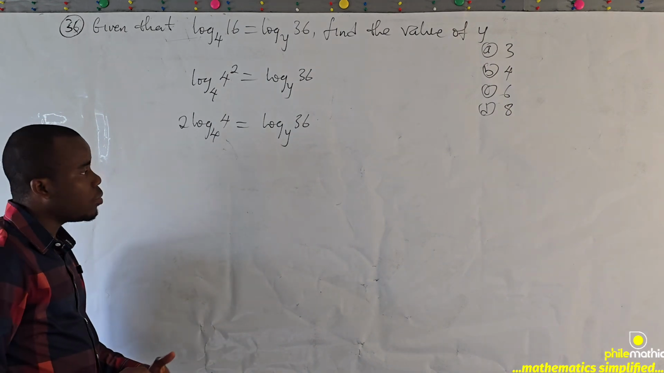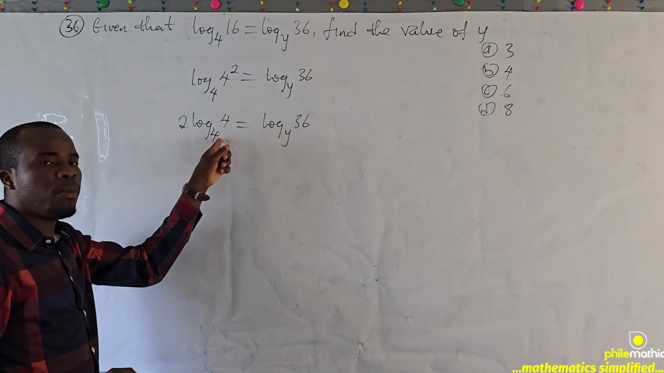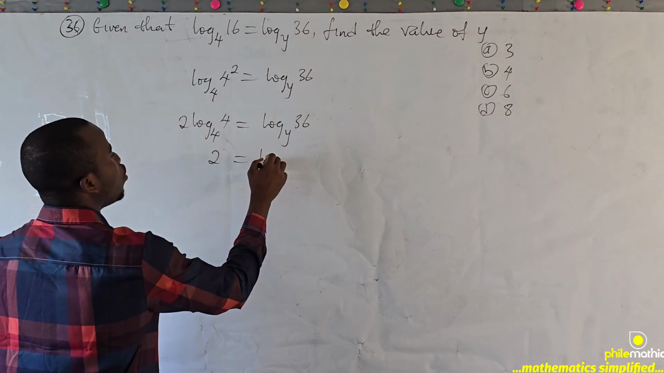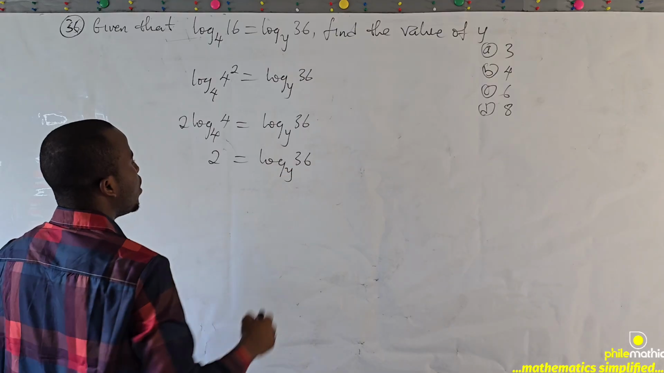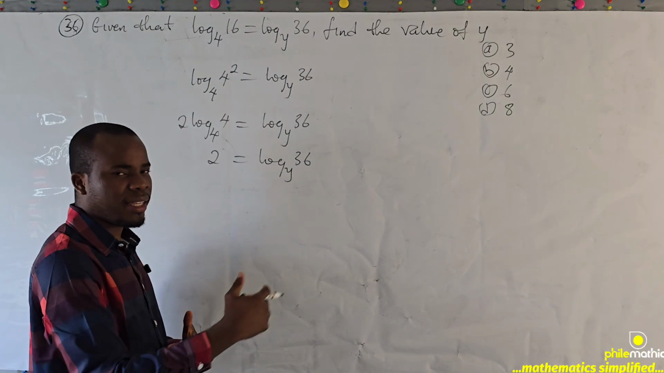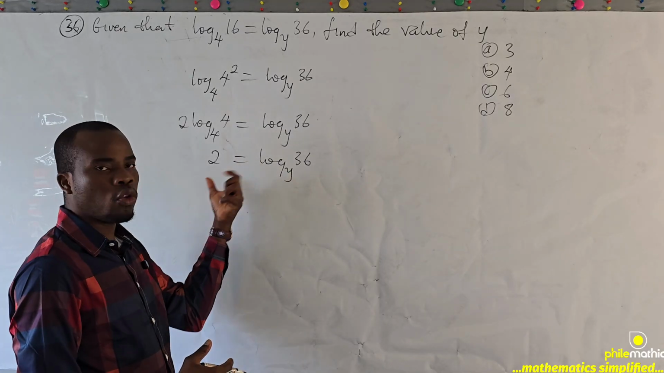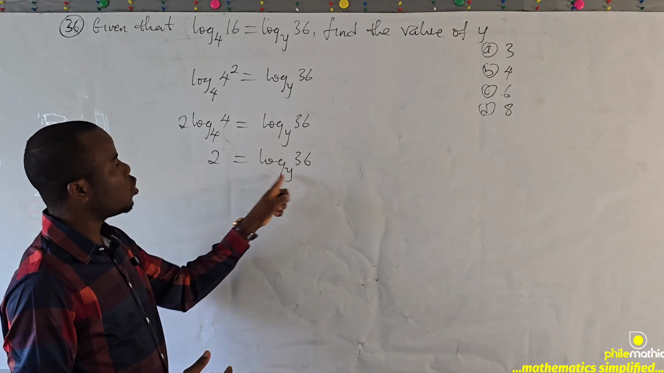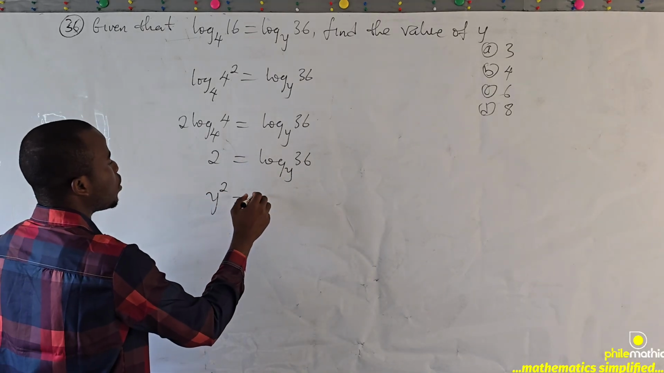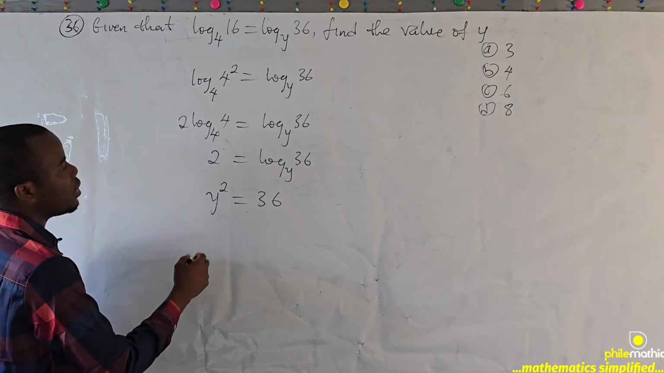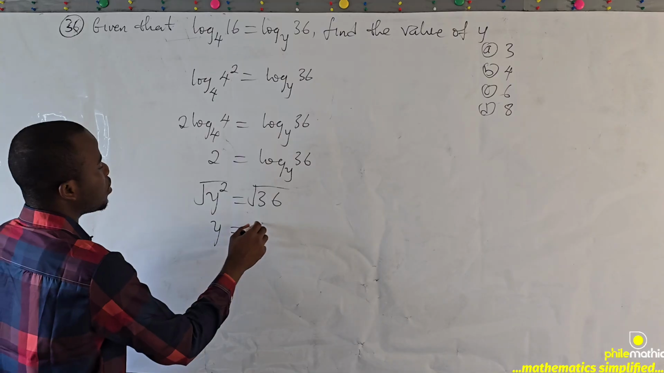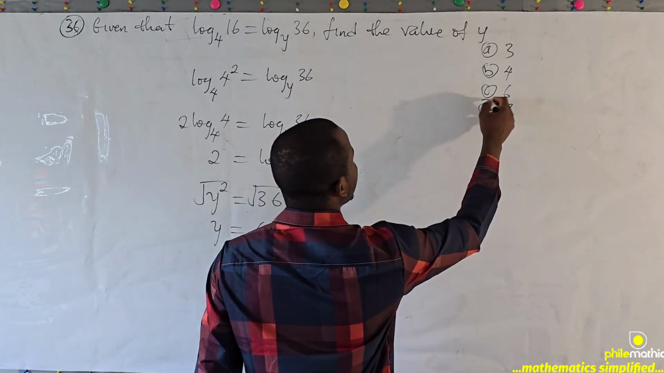And also from logarithm, the log of a number to its same base is 1. So the whole of this is 2 equals log 36 to base y. Now, at this point, we use the relationship between logarithm and indices. For us to move from logarithm to indices, this will simply be y to power 2 equals 36. So y squared must equal 36. And to find what y is, take the square root of both sides, so that y is 6, which is C.